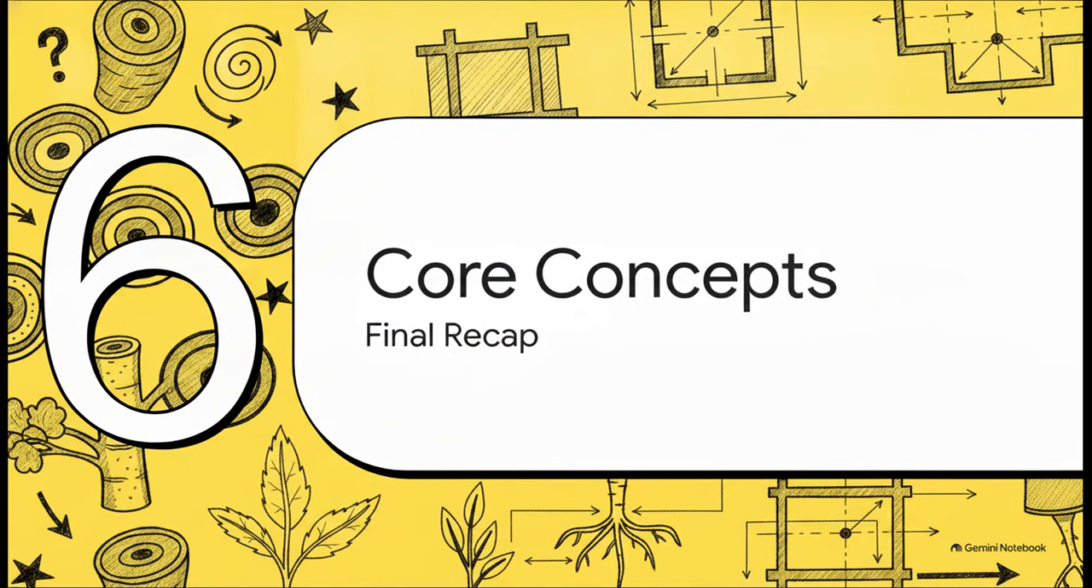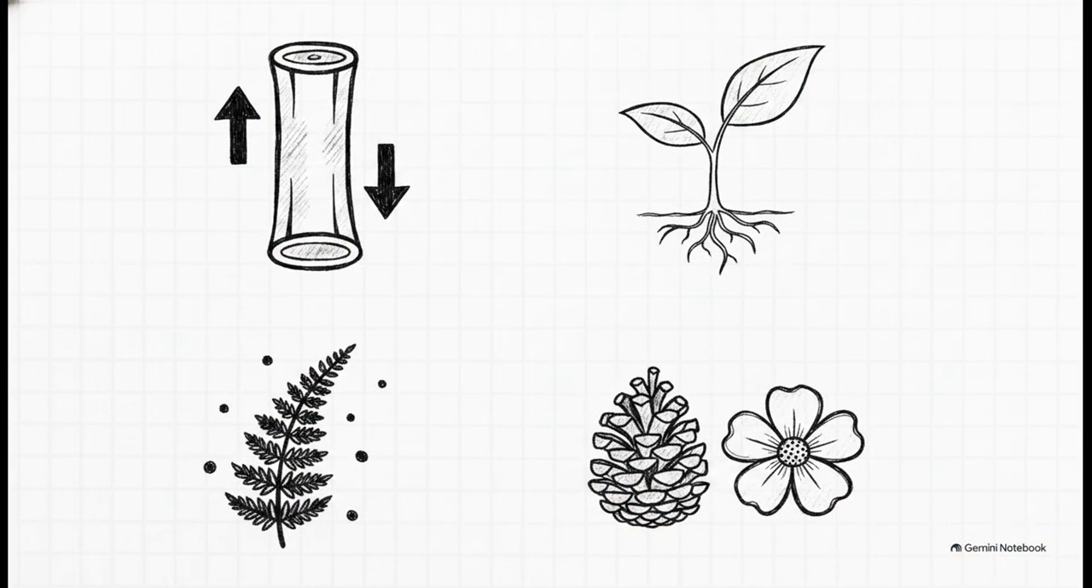Excellent work on that. Let's move into our final section, Section 6, the Core Concepts Recap. We're going to tie all of these architectural blueprints together in a tight, clear summary. All right, here are the absolute must-know takeaways from today's explainer. First, tracheophytes are plants with vascular tissue. Always remember the two main types. Xylem pulls water up, and phloem pushes food down.